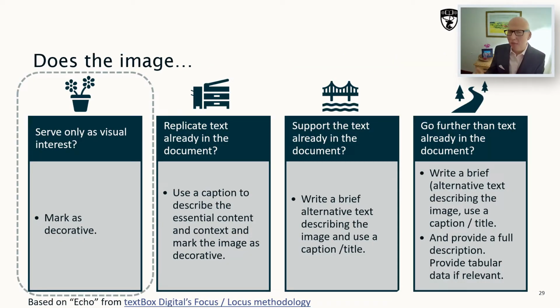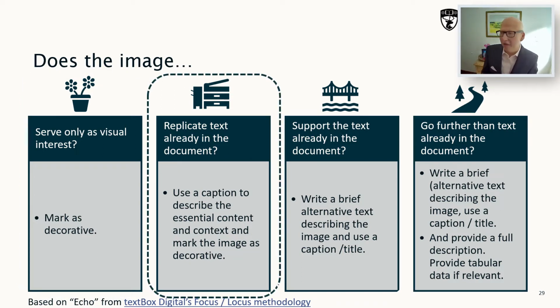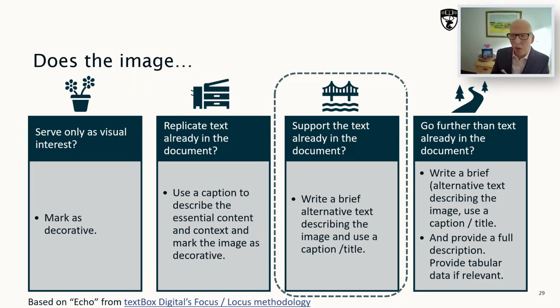So first of all, how much do you need to write? Talking with a few different experts, we came up with this kind of decision workflow. Is it only for visual interest? Of course, that's decorative. Does it replicate text already in the document? Then adding a caption with some essential information and marking it as decorative should suffice. Does it support text already in the document? Then the brief alternative text is probably satisfactory along with a caption or title.